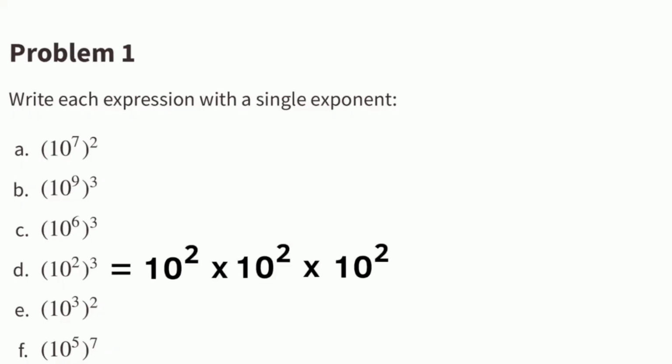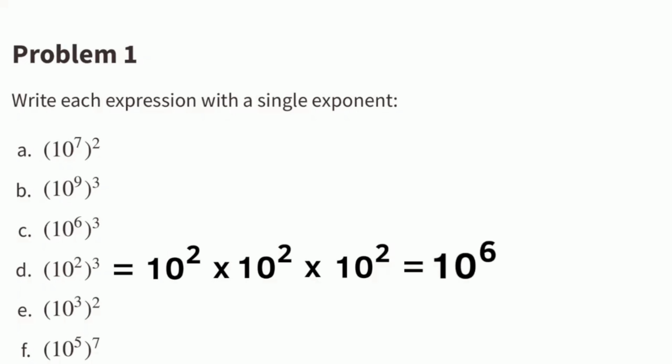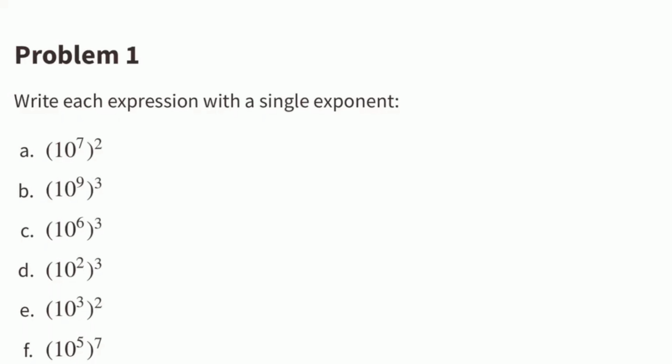That means 10 squared times 10 squared times 10 squared. Exponent 2 plus exponent 2 plus exponent 2 equals exponent 6. 10 to the power of 2 all cubed equals 10 to the power of 6. E. 10 to the 3rd power all squared.